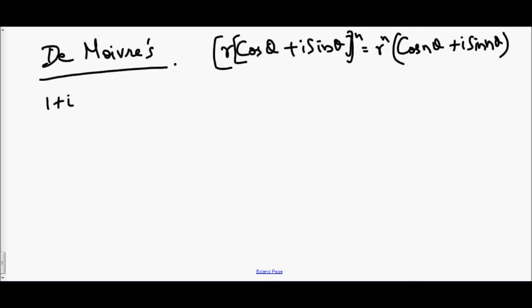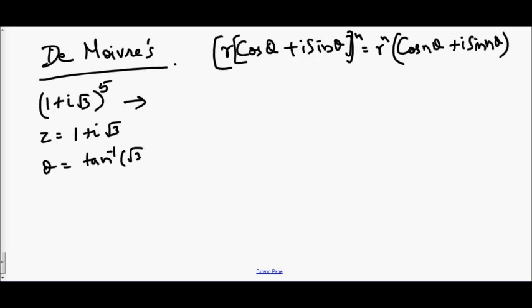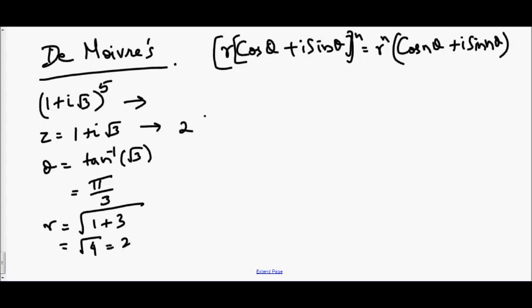Let's say 1 plus i root 3, whole to the power of 5. We need to find this. How do you find this? First of all, you need to convert this to polar form, or cis theta form. So you need to first take z equal to 1 plus i root 3. And then you need to find the theta, which is tan inverse of root 3 here. Both are positive, therefore it is the direct answer, which is pi over 3. Now modulus is square root of 1 plus 3, which is square root of 4, which is 2. Therefore the cis theta form would be 2 cis pi over 3.